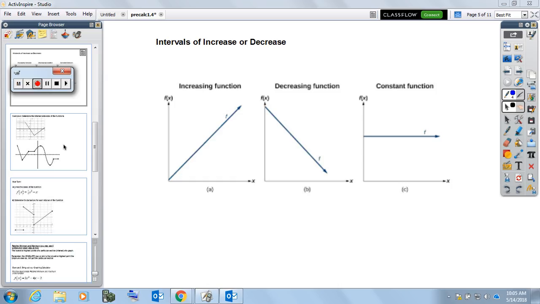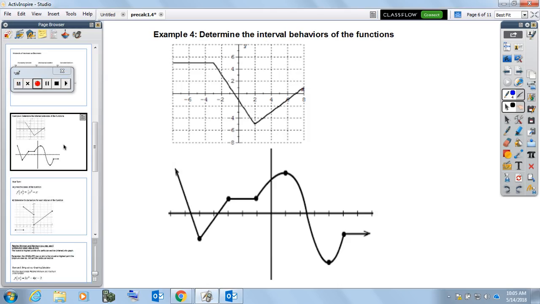So I've got an example we're going to take a look at, and it says simply determine the interval behaviors of the function. Figure out when it's increasing, when it's decreasing, and so on and so forth. So let's take a look. In this first example, it looks like we're starting off from negative infinity to right here at about negative 3. So it's constant from negative infinity to about negative 3.